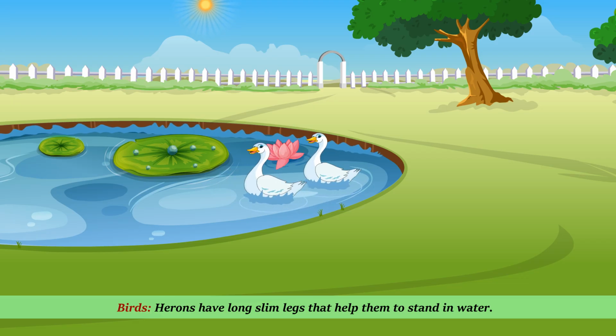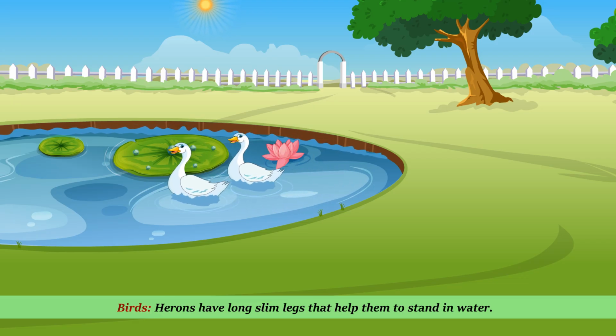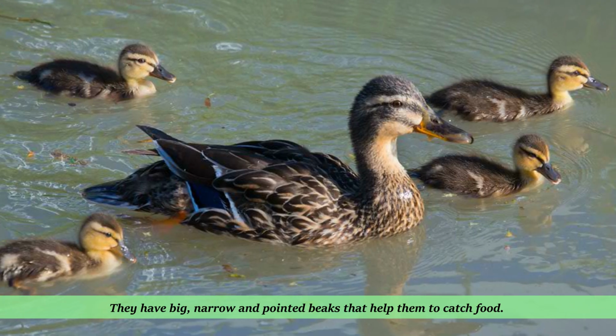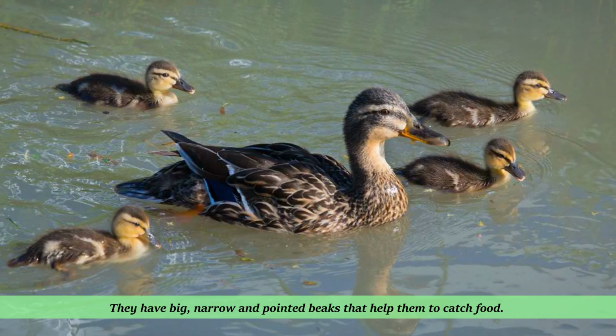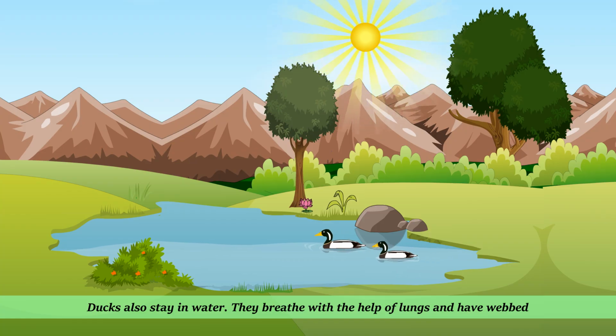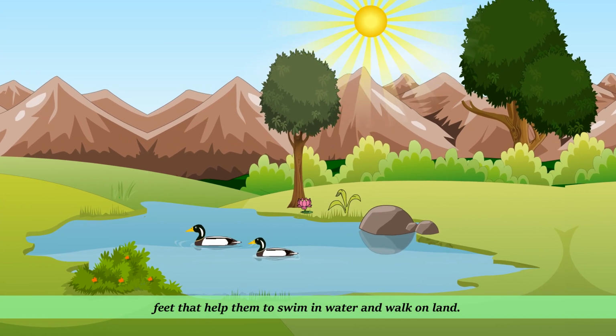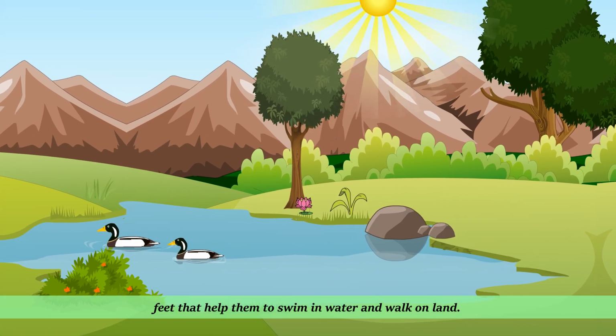Birds. Herons have long slim legs that help them to stand in water. They have big, narrow and pointed beaks that help them to catch food. Ducks also stay in water. They breathe with the help of lungs and have webbed feet that help them to swim in water and walk on land.